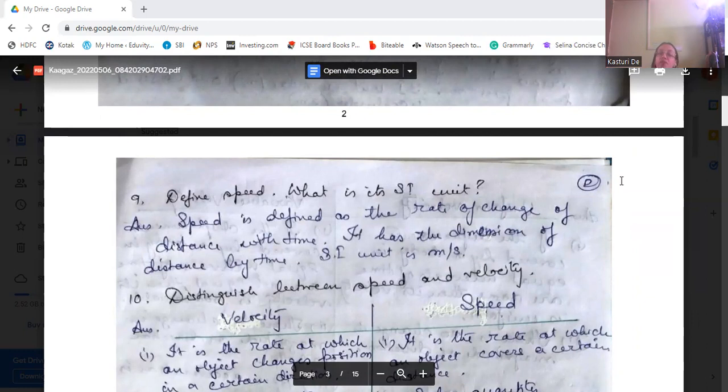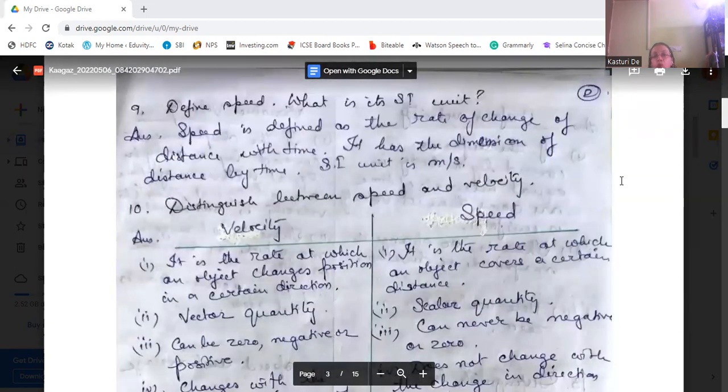So what is the difference between speed and velocity? Velocity has direction, whereas speed does not have a direction. It does not depend on the direction of the moving object. This is the major difference. What are the other differences? Velocity is the rate at which an object changes its position in a certain direction. Direction has to be specified. Whereas speed is the rate at which an object covers a certain distance without any specified direction.